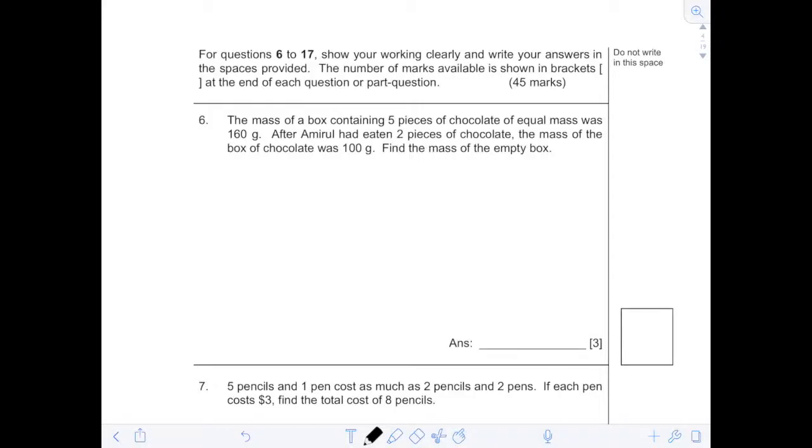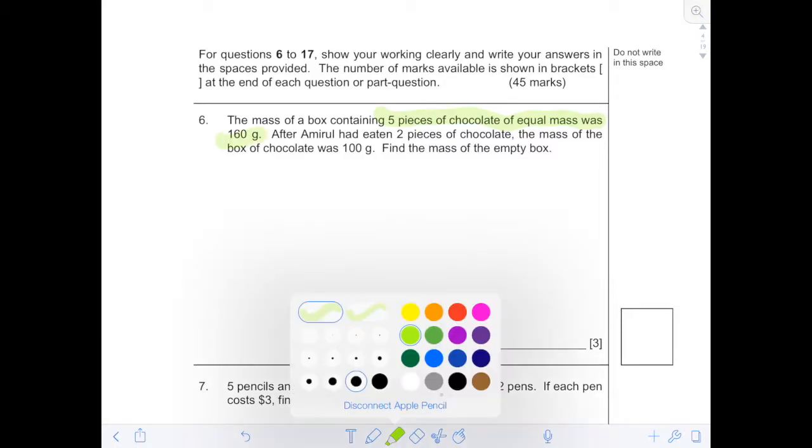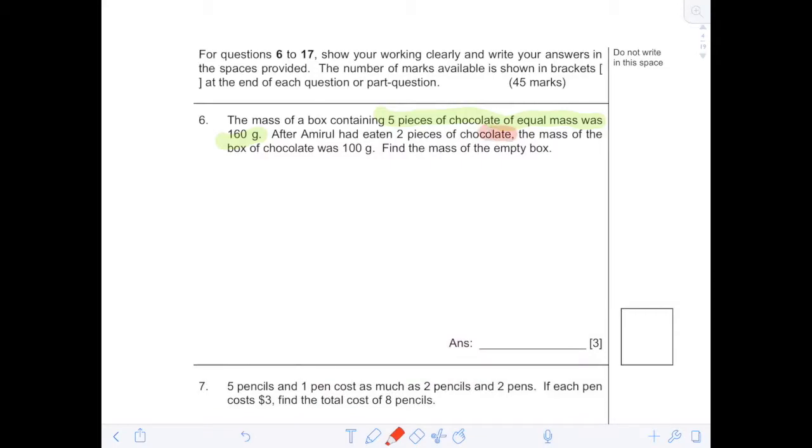Alright, question 6. The mass of a box containing 5 pieces of chocolate of equal mass was 160. So I'm going to mark that out as the first piece of information. Now after Amiro had eaten 2 pieces, the mass of the box of chocolates was 100. So how to draw this model?